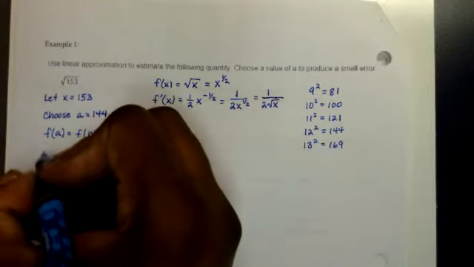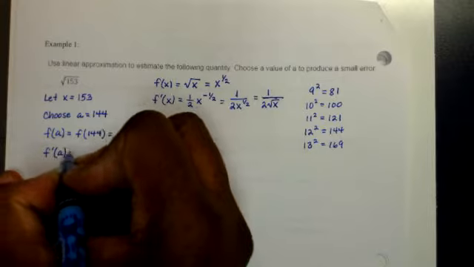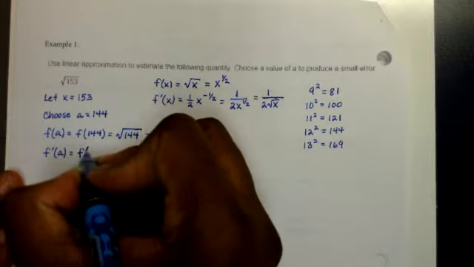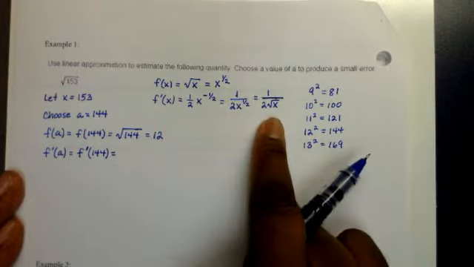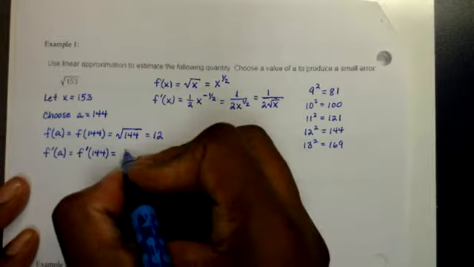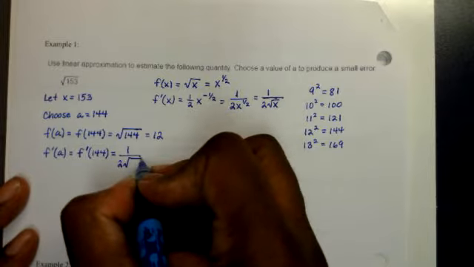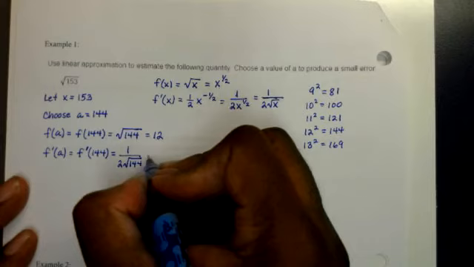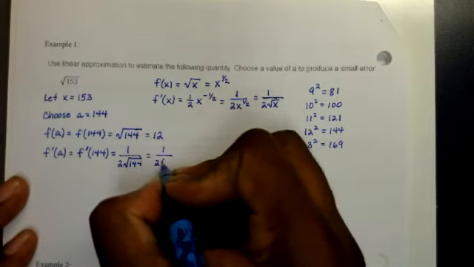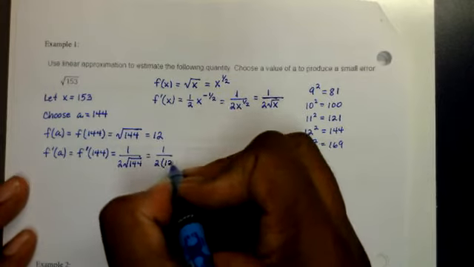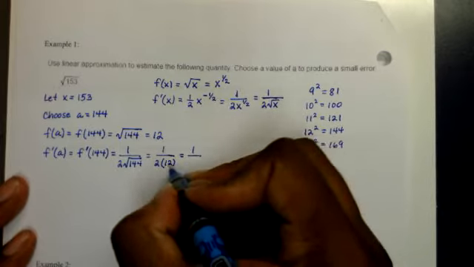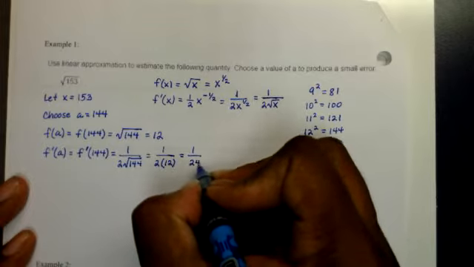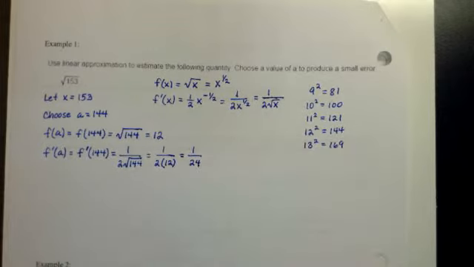Now I need f prime of a. That's going to be f prime of 144. Now f prime of x was 1 over 2 square root of x. So this will be 1 over 2 square root of x, which is 144. So this is 1 over 2 times the square root of 144, which is 12. So it'd be 1 over 12 times 2, that'll be 24. So at a equal 144, f prime of a will be 1 over 24.